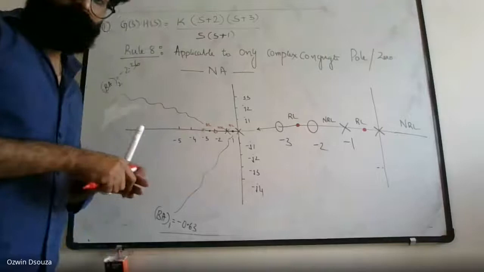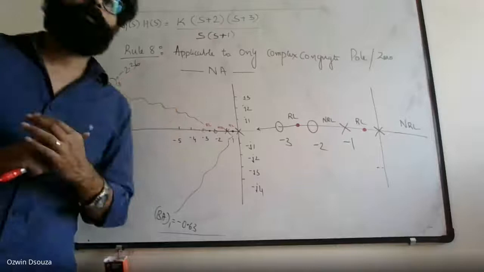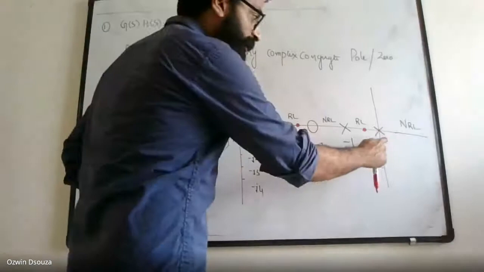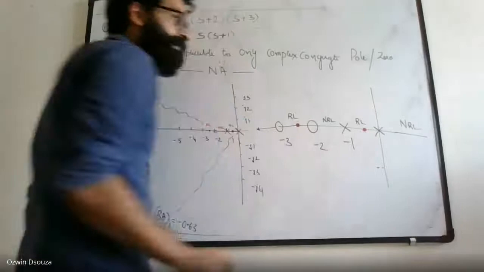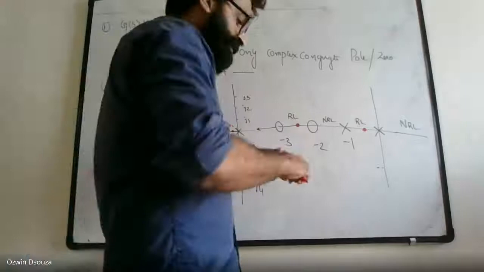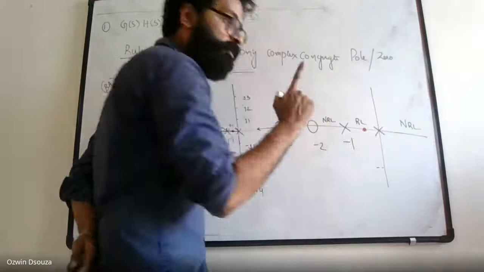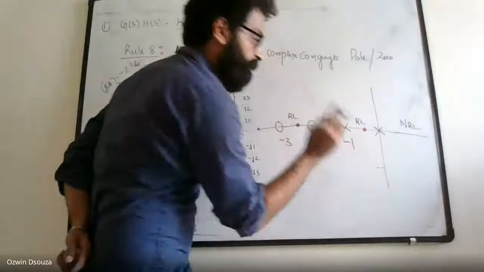Now, this part is very crucial. In step 2, we mentioned that the root locus branch will start from a pole and terminate at a zero. So where are the poles? You have a pole at origin and you have a pole at negative 1. From these two locations, the root locus branches will emerge. Let me start with the pole placed at origin. From this location, one root locus branch will start. The second root locus branch will start from minus 1.